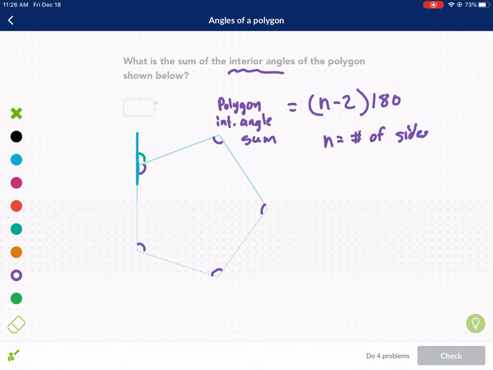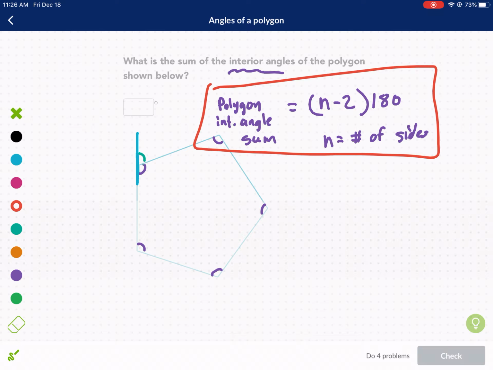So this is the one equation that you're going to use probably for this exercise. I'm not sure what other questions, but this is like the main one. So the first thing you need to know is the number of sides. 1, 2, 3, 4, 5. So we know n is going to equal 5 for this problem. And we simply do 5 minus 2 and then times that by 180.